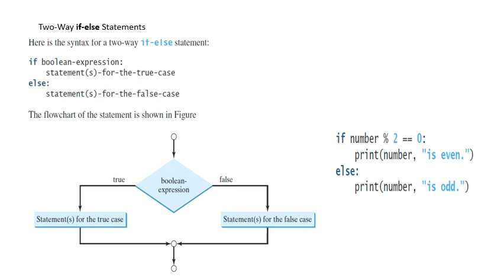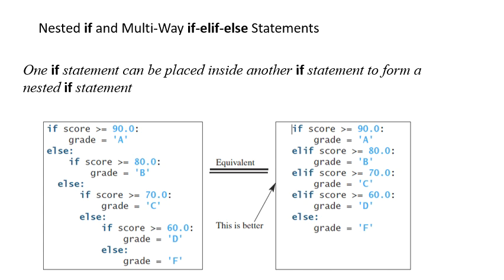For example, if number % 2 == 0, then print "it is even", else print "odd". So you can check based on the remainder. If the remainder is equal to 0, you will get the answer even, otherwise odd.